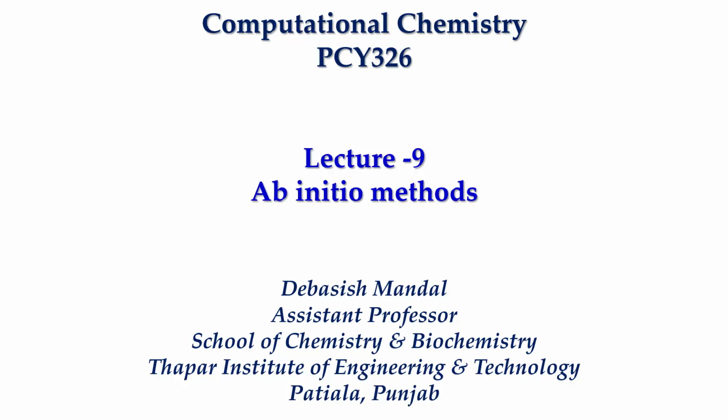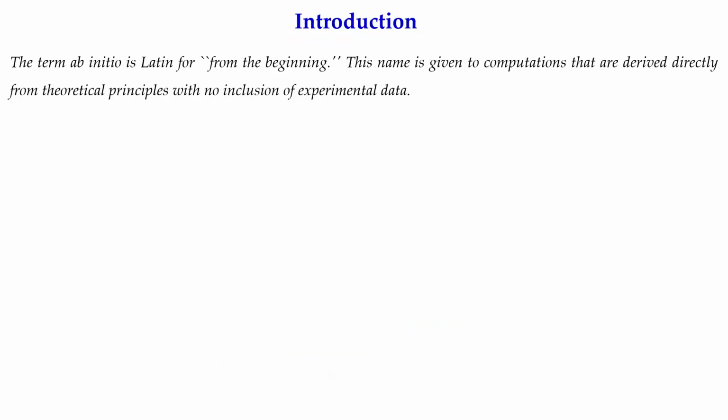So what we have to do is basically solve the Schrodinger equation, because the Schrodinger equation considers the electronic phenomena. So let's start with the most initial method, that is the ab initio method. The name ab initio comes from Latin, meaning from the beginning, which means that it does the computations derived from direct theoretical principles with no inclusion of experimental data.